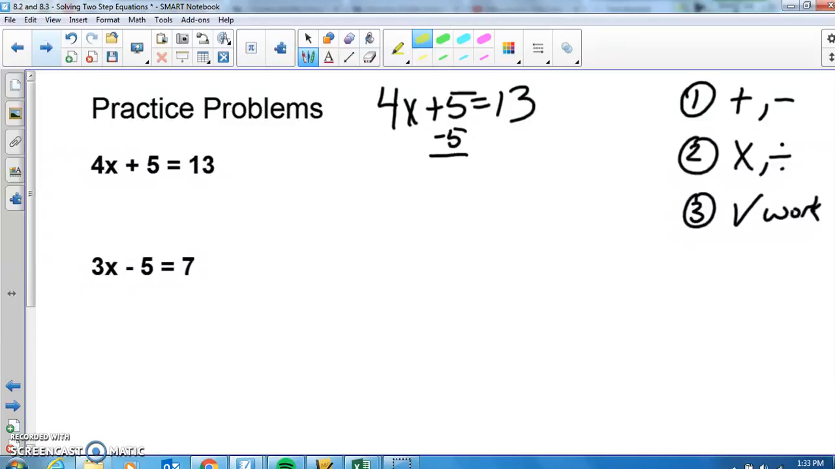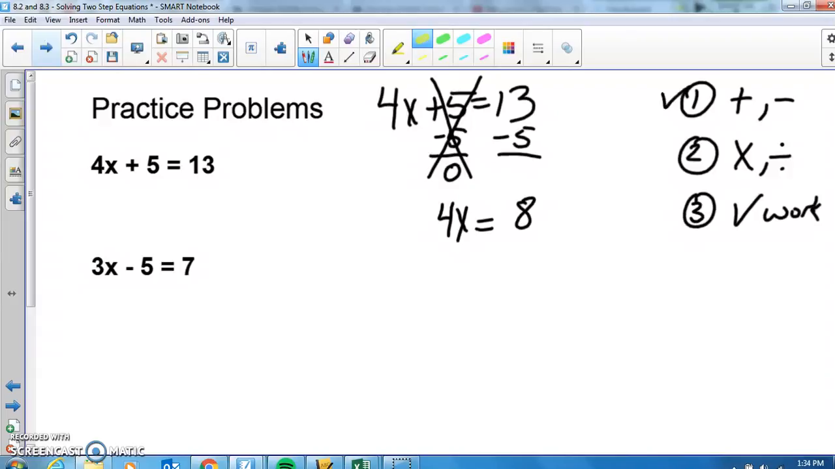What I do to the left side, I do the same thing to the right side. Remember, we're always getting rid of the numbers that are on the same side of the equal sign as the x. So I have to get rid of the addition first. 5 minus 5 is 0, so that cancels out. Bring my equal sign down. 13 minus 5 is 8. I'm going to drop down this 4x. So this part right here cancels out. So I've taken care of step 1.